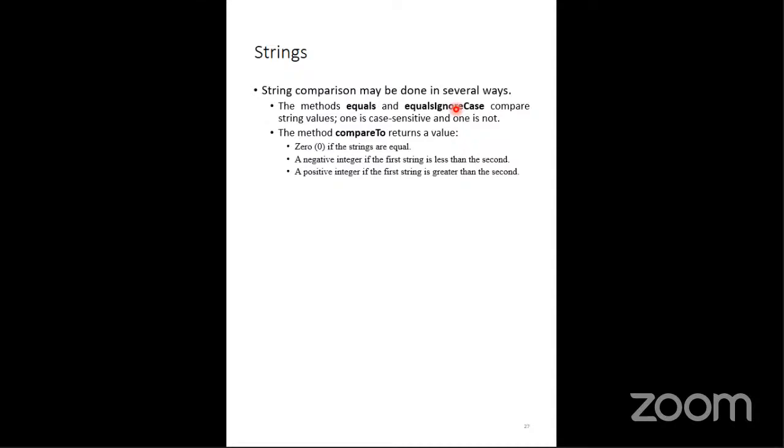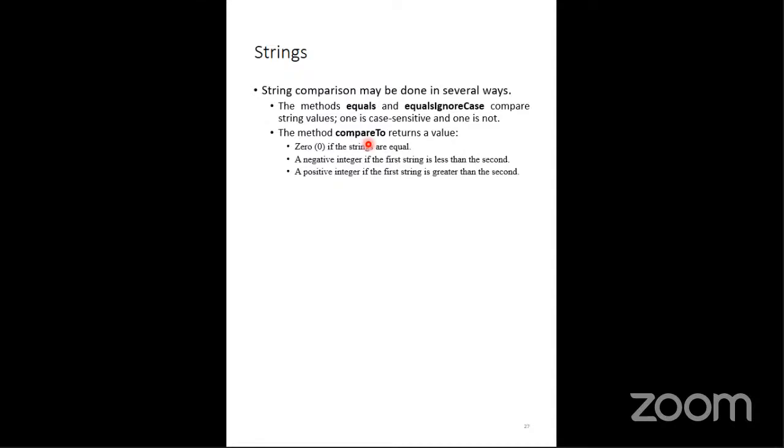Okay, so equals and equalsIgnoreCase, these two methods are used to check equality, whether two strings are equal or not. Now you can compare two strings, whether one string is larger than another string or not. So in that case, you have a method called compareTo, and you also have a method which is not listed here, compareToIgnoreCase, that is to ignore the case sensitivity.